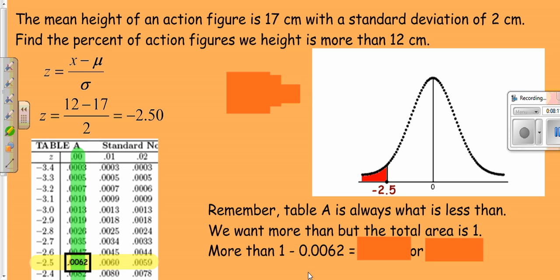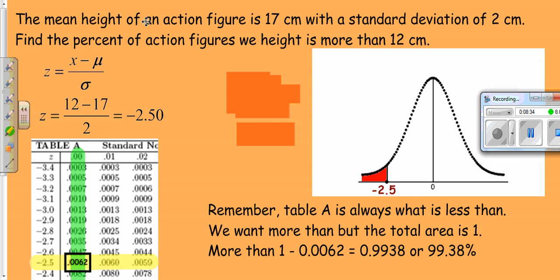So we take our 1 minus our 0.0062 that we got out of the table, because that always tells us what's less than, which is the red area, and we're looking for the white area, so we do that subtraction from 1. We get that. But remember, it says percent. So we've got to move our decimal point over two spots. 99.38%. Relatively easy.